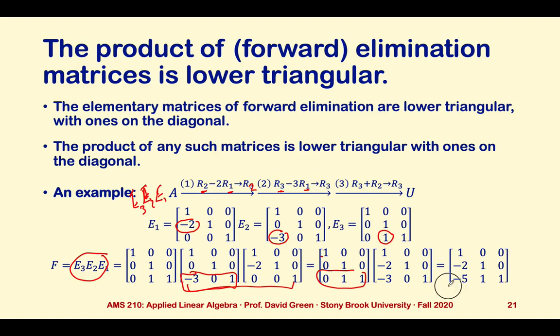So we get a final form, and we see it does have this same feature. It's lower triangular, it has 1's on the diagonal, and it has other entries below. Right? So we see that this forward elimination matrix, combining all of the steps, is also a lower triangular matrix.